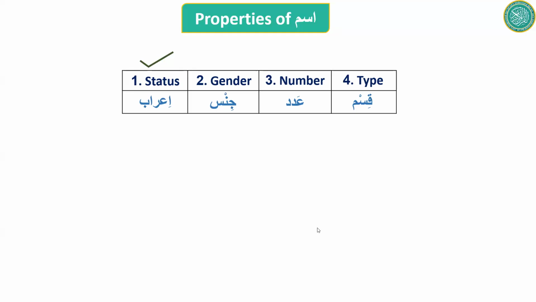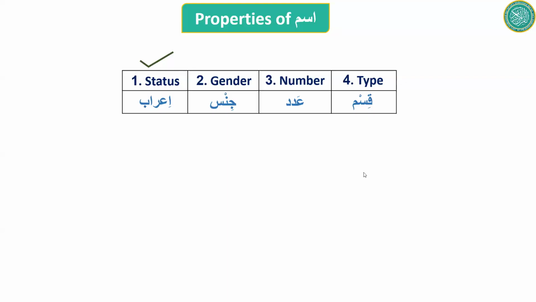Okay, so status, we know there are three types of status: Rafa, Nasab, and Jar, and then we learned how to tell the status. One thing I mentioned doing that, there is a separate set of rules for telling the status of pronouns, detached or attached, and they will be taught at a different time later. So you have to wait for that. Only thing I told you was that the detached pronouns are always Rafa. For the attached, inshallah, we will discuss them later.